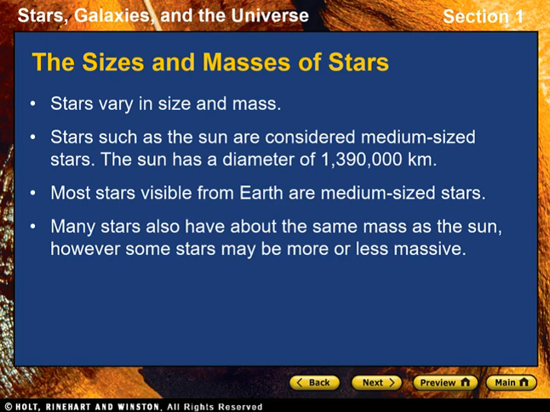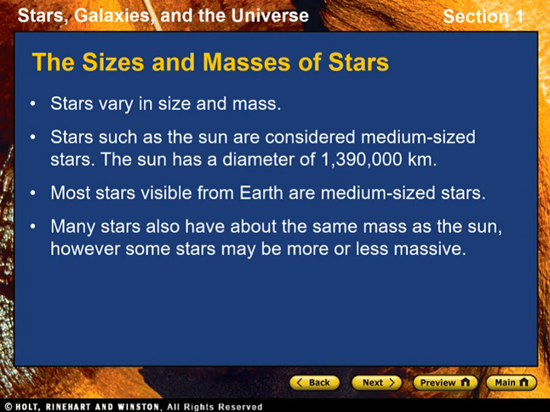The sizes and masses of stars. Stars also vary in size and mass. Some dwarf stars are about the same size as Earth. The Sun, a medium-sized star, has a diameter of about 1,390,000 kilometers. Some giant stars have diameters that are 1,000 times the Sun's diameter. Most stars visible from Earth are medium-sized stars that are similar to our Sun.